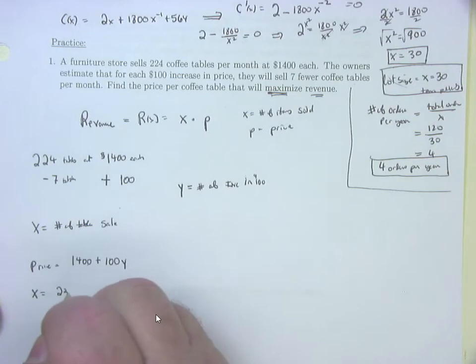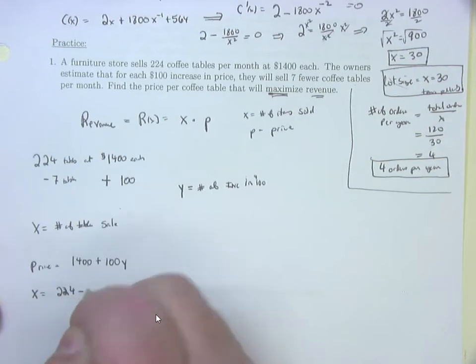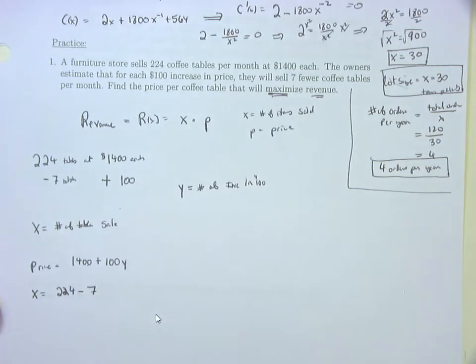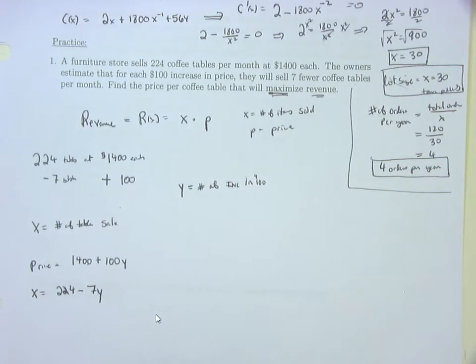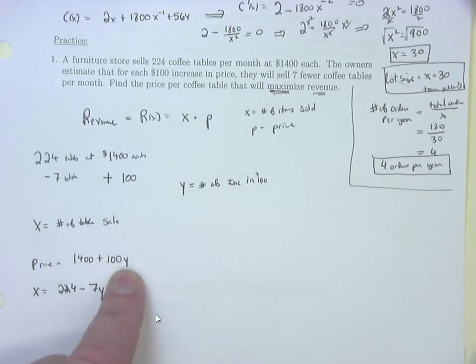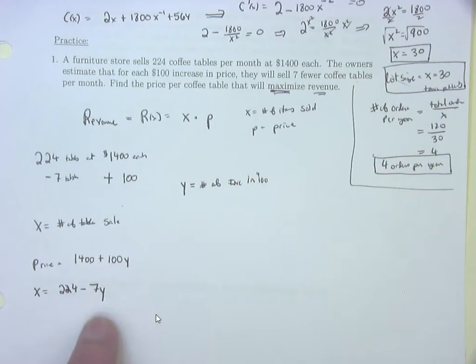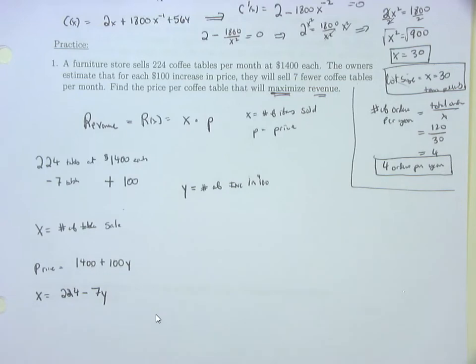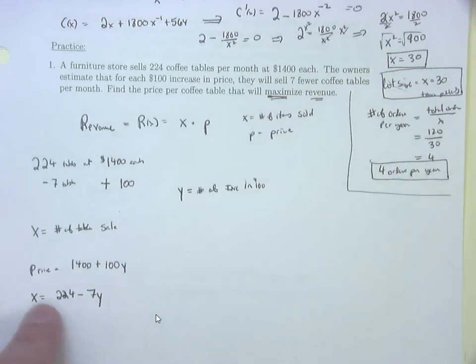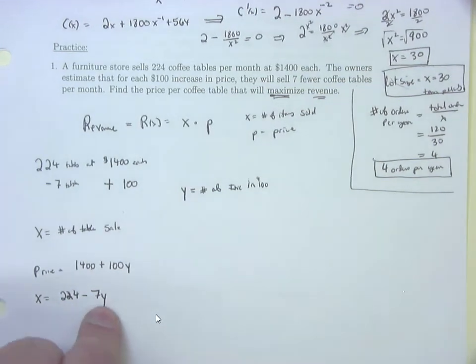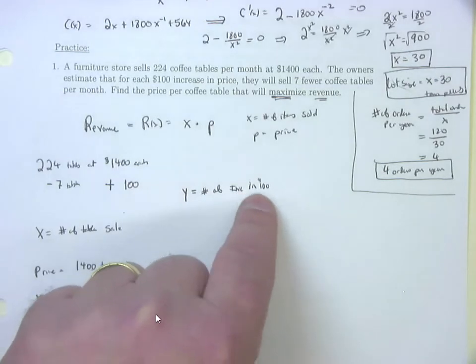It's going to be 224 minus 7 times Y. Every time I increase $100, I'm going to lose 7 sales. So if Y was 2, I increased the $100 by twice, that'll be $200. I'm going to lose 2 times 7, which is 14. So your price is going to be based on how many $100 increments you increase by, and X is the number you sell, which also depends on Y. It's 224 minus 7Y, where Y represents the number of increases in the $100.